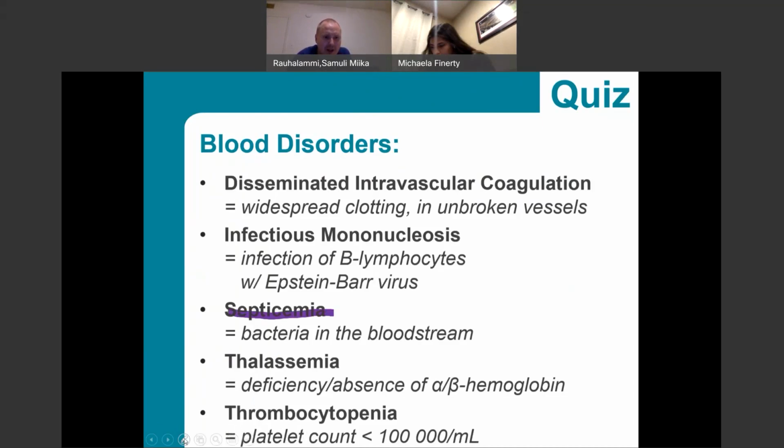Oh, I didn't mean to highlight it with such a dark color. So I'm just going to remove that.